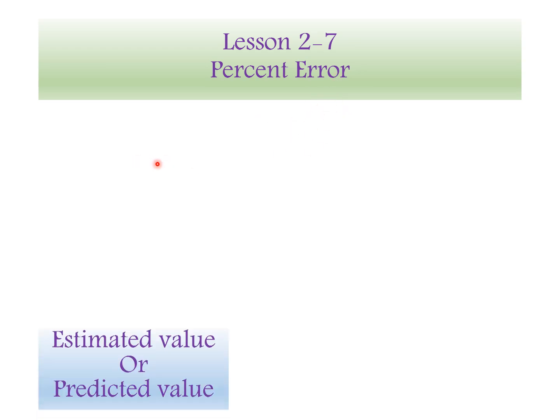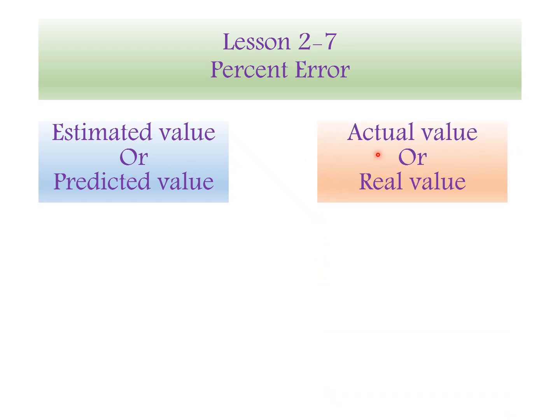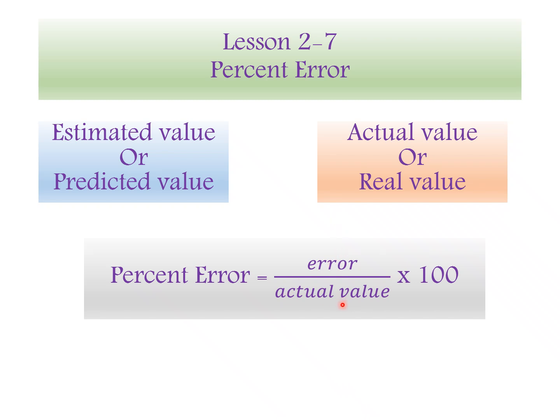For solving the percent error problem, we will be provided with an estimated value or predicted value, like what you are thinking your answer will be. But then you will get the actual value, or the real value, what happened in reality. So how do we find it? Same as finding the percent of change. First step, you will find the difference of estimation minus actual. Then you will divide it by the actual value and multiply by 100.